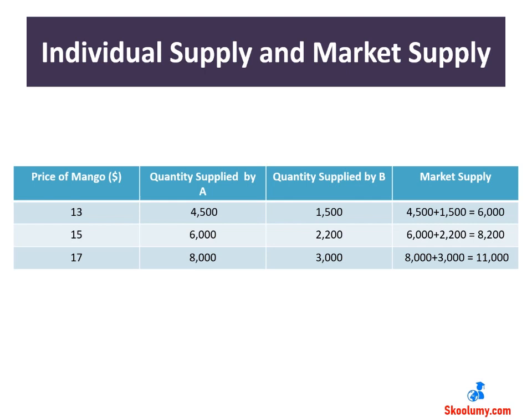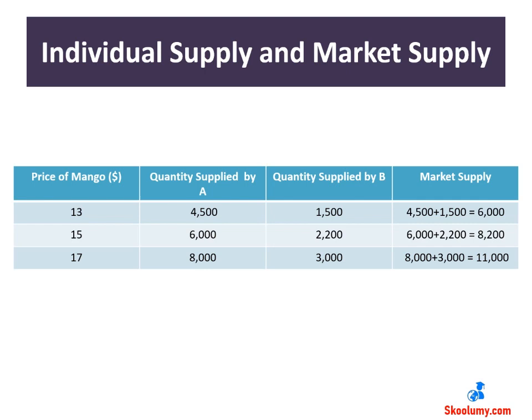When we consider the quantity supplied by A at different prices, we are talking about individual supply. For instance, at $13, A's quantity supplied is 4,500. At $15, his supply is 6,000. And at $17, the quantity supplied is 8,000. We can also consider the individual supply of B. At $13, B's quantity supplied is 1,500. At $15, it is 2,200.